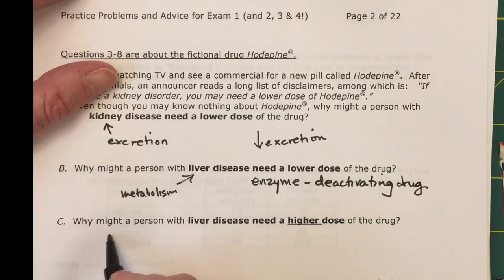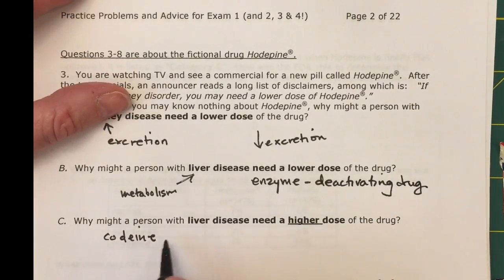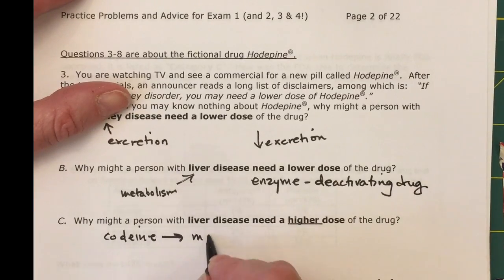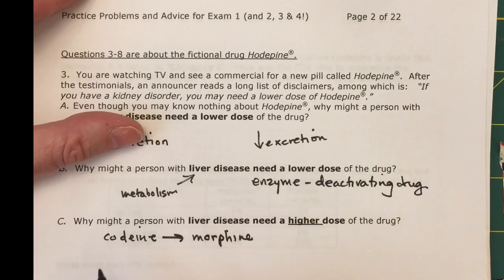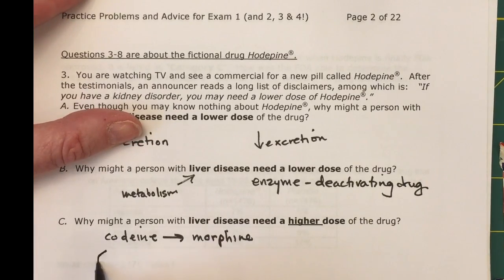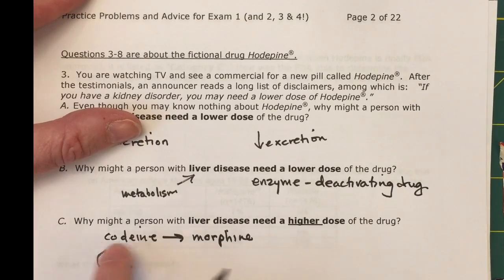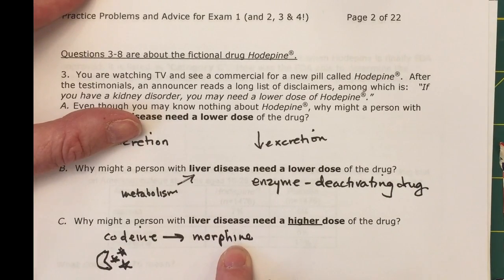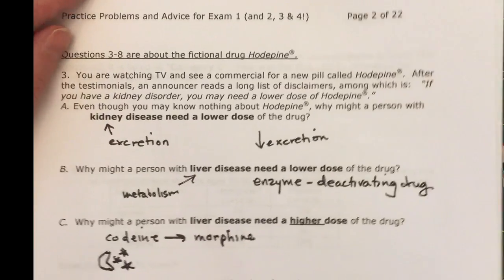So an example of that is something like codeine. Codeine is biotransformed in the liver to its active form, which is our buddy morphine. So if a patient has liver disease and they have lower levels of the enzyme that does this, it's not really chewing stuff up, it's sort of making things better. If there's a lower level of that, then the codeine won't get transformed into morphine and it won't work. So hopefully that makes sense.